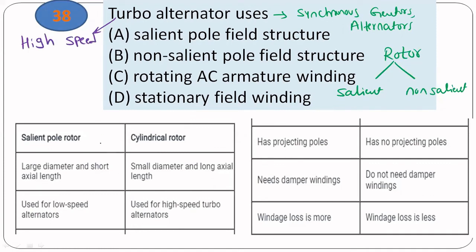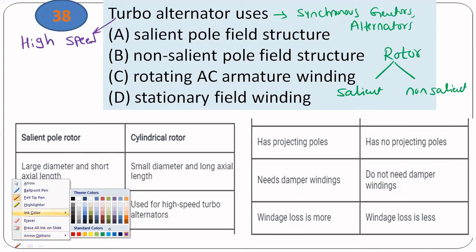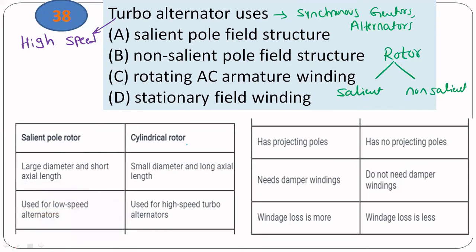Now there is a comparison given over here. You can see salient pole rotor and cylindrical. Cylindrical is also called non-salient. Salient pole have larger diameter and shorter axial length, and they are generally used for low speed. But cylindrical, since they have smaller diameter and longer axial length, are used for high speed alternators, turbo alternators.